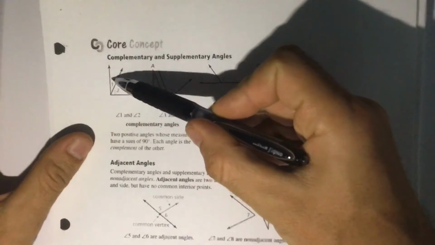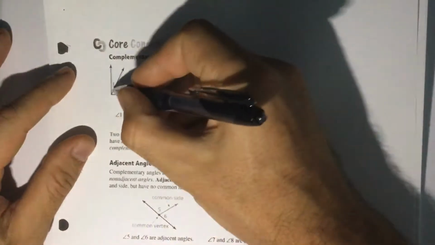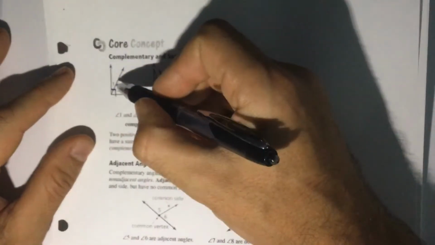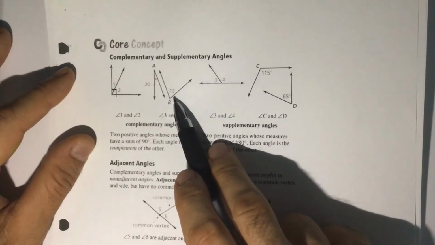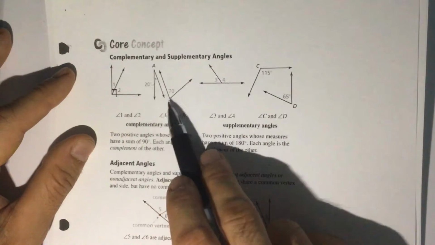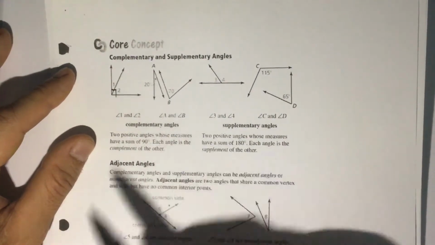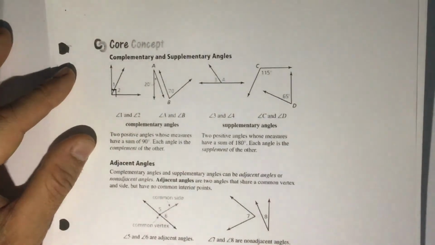Like in this case over here, angle 1 and angle 2, you guys notice over here we got the square there, so that means 90 degrees. Both of these angles add up to 90 degrees. And also this one, 70 degrees plus 20 degrees, angle B and angle A, 70 plus 20 gives you 90 degrees. So those angles are complementary, okay? And one is the complement of the other.